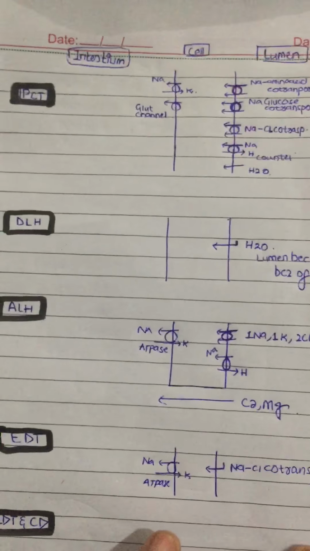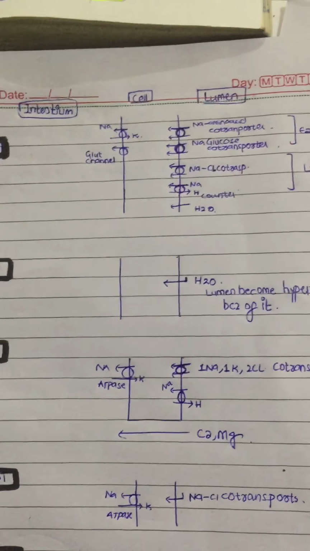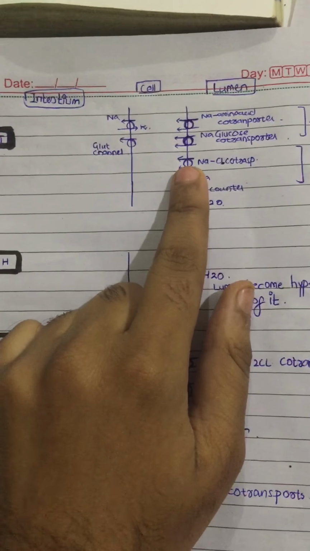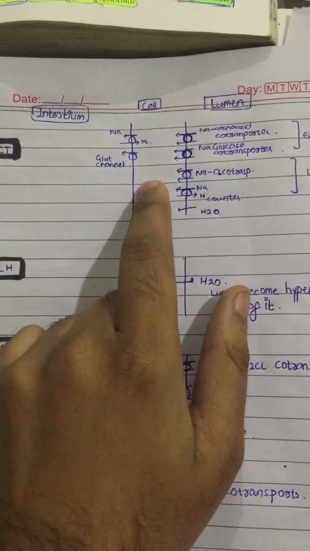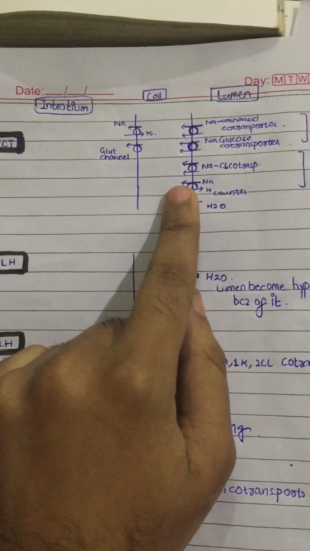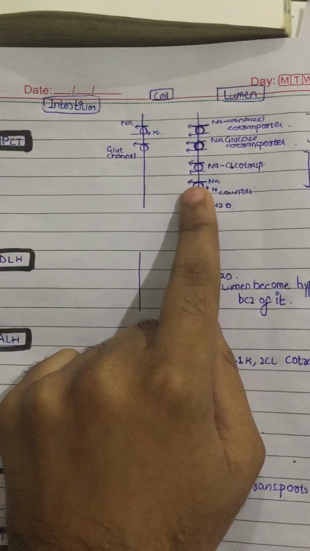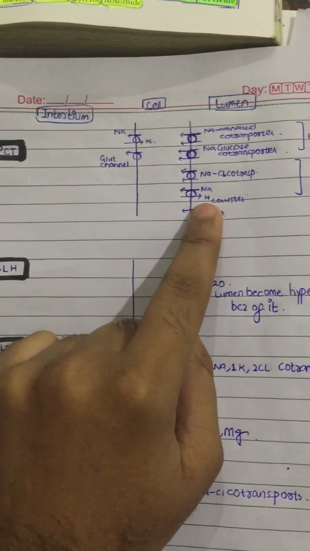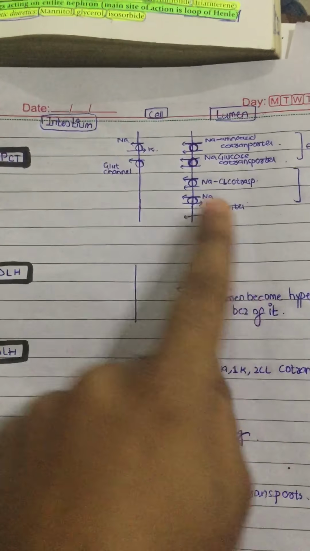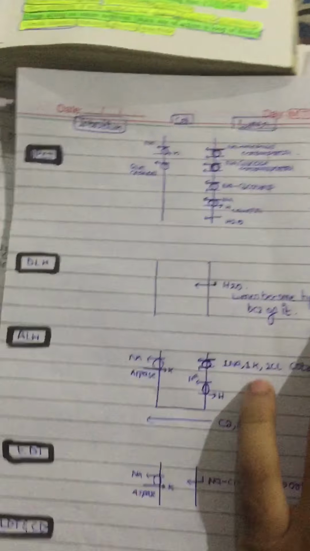Okay, that's done. Then in the late part, we're gonna have different kinds of channels. First we have the sodium chloride co-transporter, which causes the absorption of sodium as well as chloride into the cell. Then we have the sodium hydrogen counter transporter, which reabsorbs sodium into the cell and secretes hydrogen. So this is the counter transporter, and water is also absorbed in this portion.